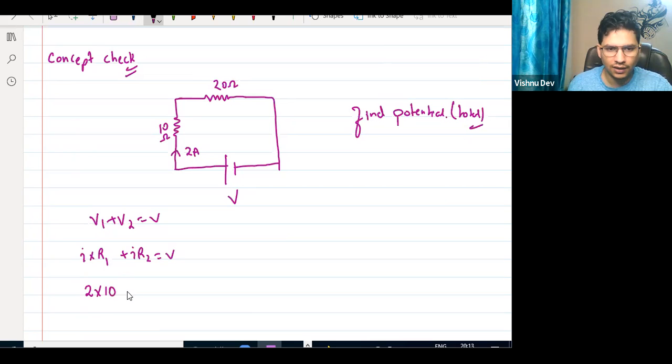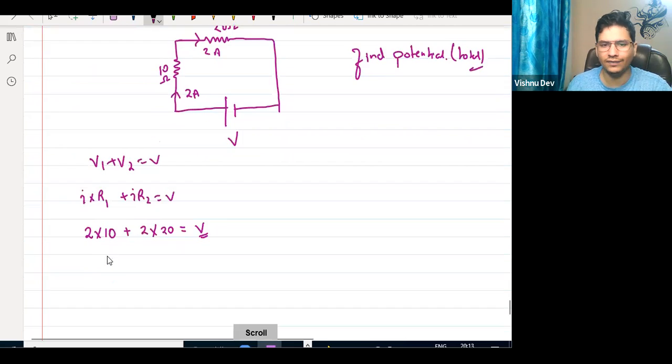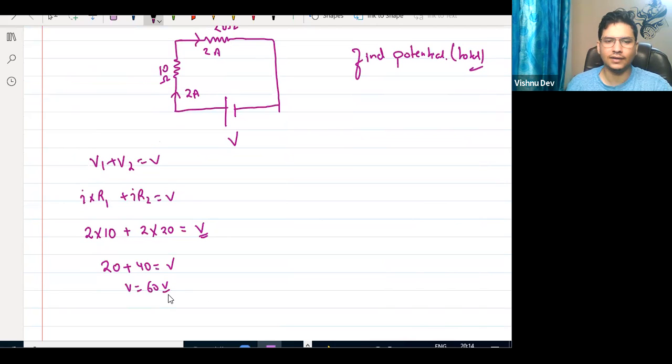Very good, plus here what is it? The current here will also be the same, 2, so 2 into r2, what is the value of r2? 20 ohm. And this is equal to v, the potential which we want. Now tell me, can you calculate it now? 20 plus 40 is equal to 60. Yes, very good. So 60 volt, right?